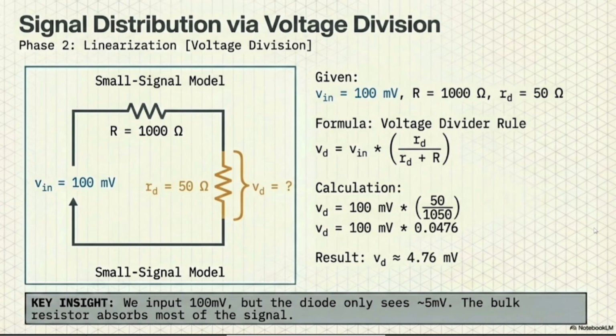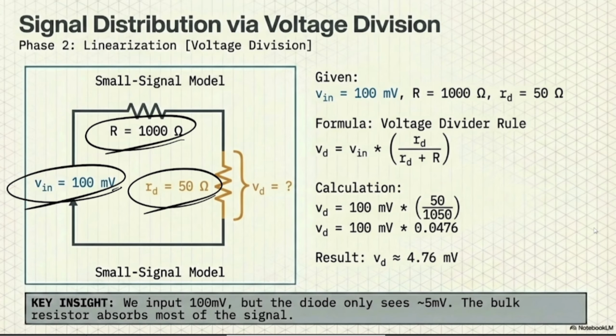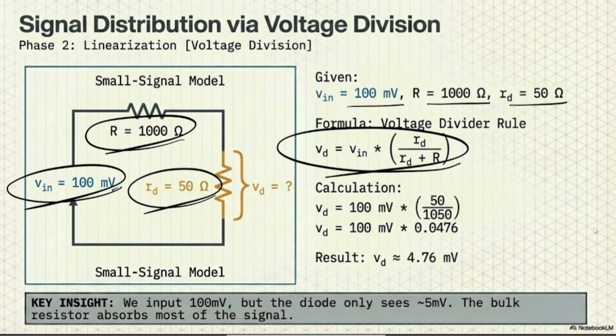Then we are talking about the signal distribution via voltage division. We can use that at this point. So right now I have my input voltage, for instance, as 100 millivolt. Then I have my resistance at 1000 and my RD as 50. So we are going to use that to find VD. Vin is 100, R is this one, and RD is this one. So I can use the voltage divider rule. If you use this formula based on the calculation, your VD would be around 4.76 millivolt.